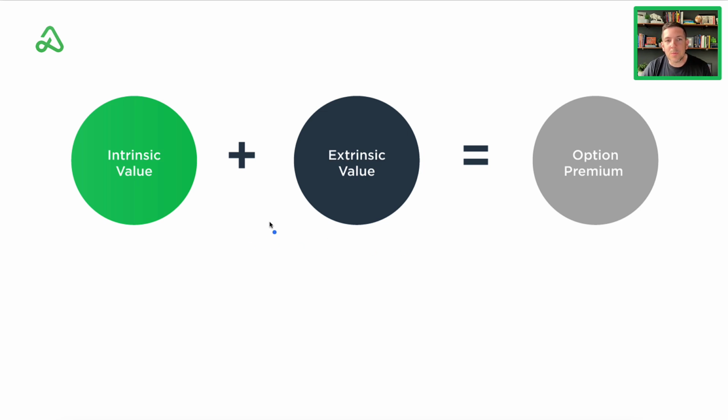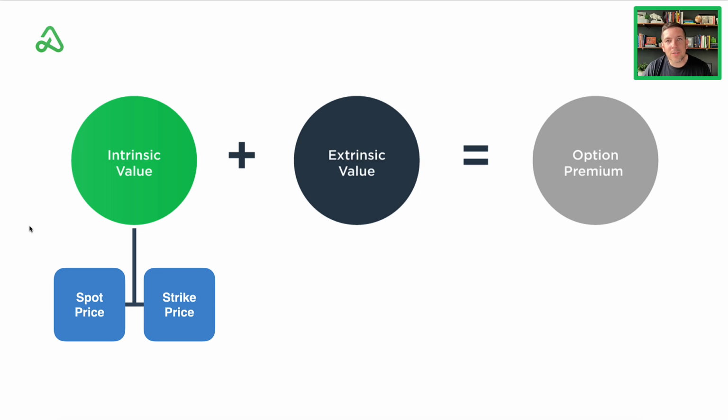But again, broadly speaking, if you take the intrinsic value and the extrinsic value in these lump sums, then what you get is the option premium itself. The intrinsic value is actually pretty easy. We'll start here. It's the easiest one to calculate because it's really simple.